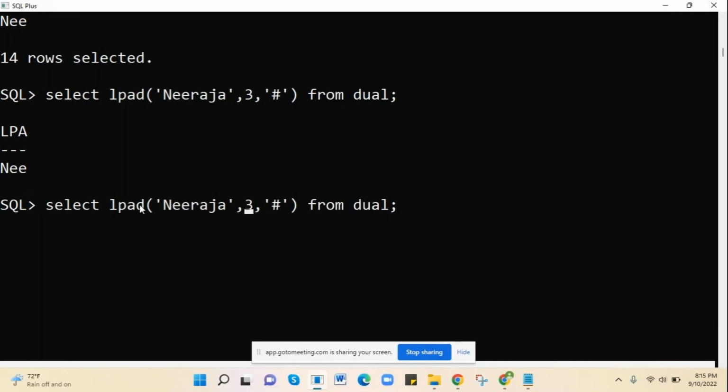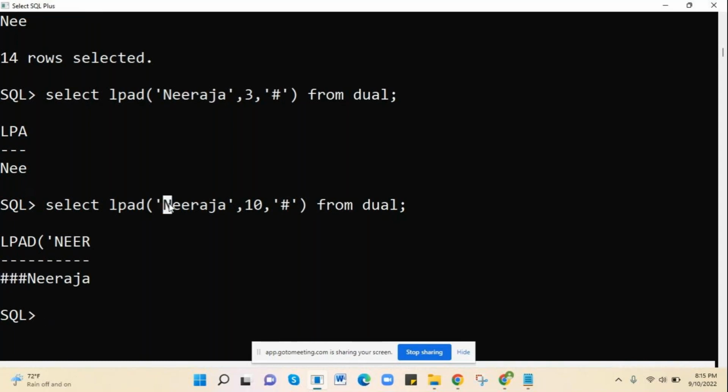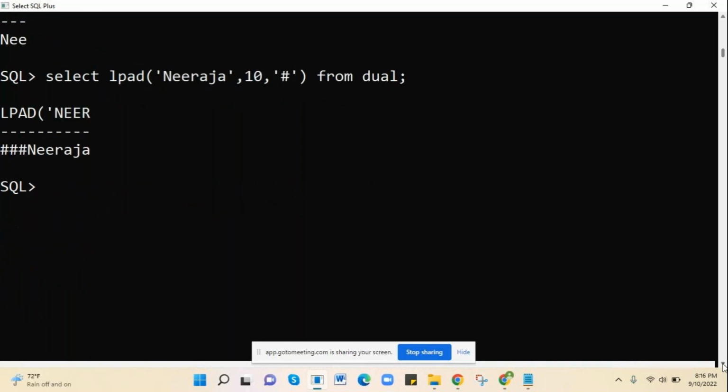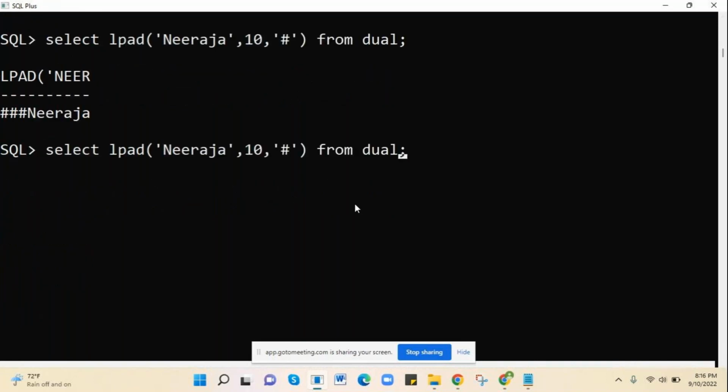If you use 10 characters, at that time it will give the remaining 3 as star. Why? Because Niraja has 1 2 3 4 5 6 7 characters, the remaining 3 characters are special. But here there are only 3 characters, it means 1 2 3, solved. Okay. So that is about L pad. And we can use R pad also. R pad means on the right side.